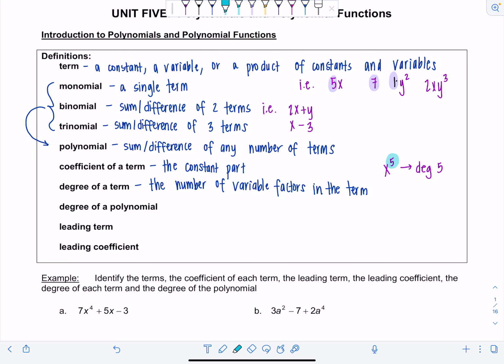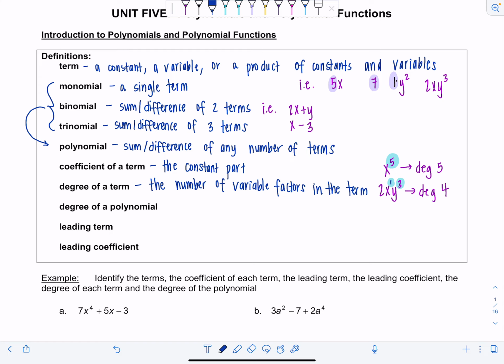Now, if you have something where you've got a couple variables going on, for example, 2xy cubed, the degree of that term would be, what do you think? How many variable factors are in the term? It's actually 4. Because we have x to the 1st and y cubed, so altogether there's 1 x, 3 y's. You can just add those exponents together, so the degree is 4. All right, we'll practice that too. Don't feel like you have to be an expert just yet.